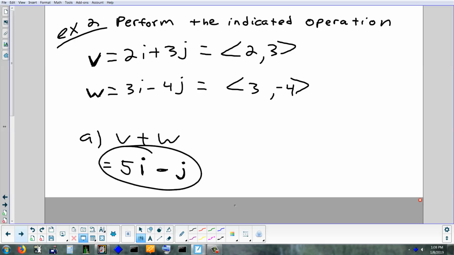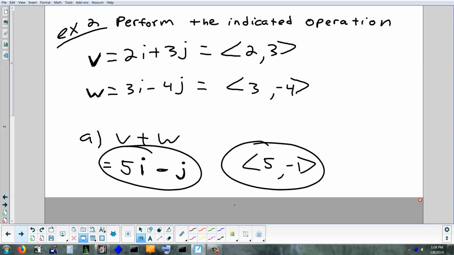Now, what if I wanted to write it this way? It would be what, comma what? It'd be 5, comma, -1. Yep. I would accept either answer if the directions didn't say. If the directions say unit vector, then I want i's and j's. If it says algebraic, then that means angle brackets. That's just what they call that one.